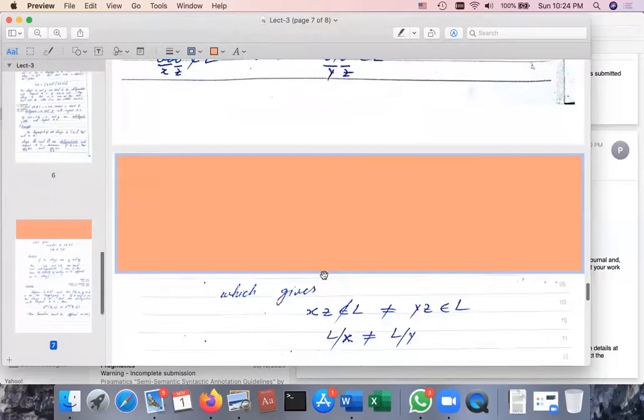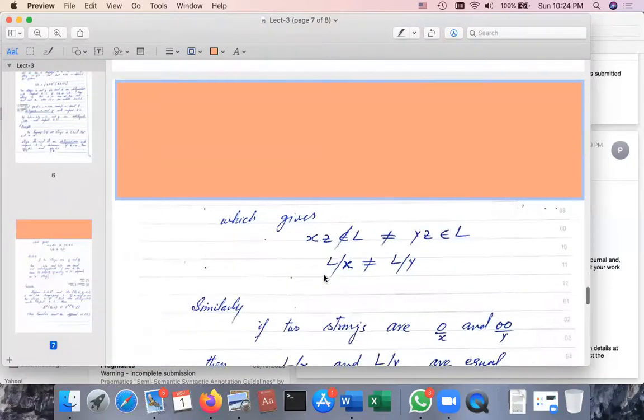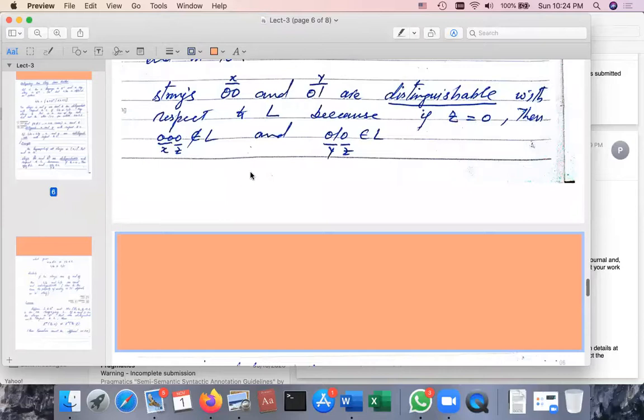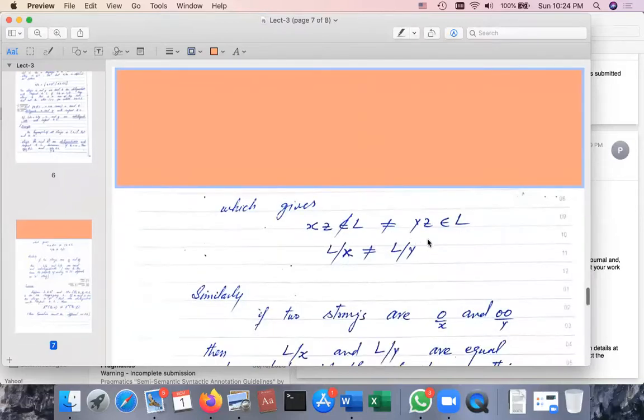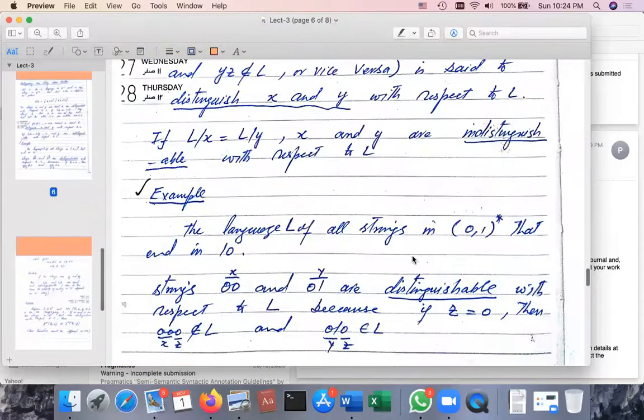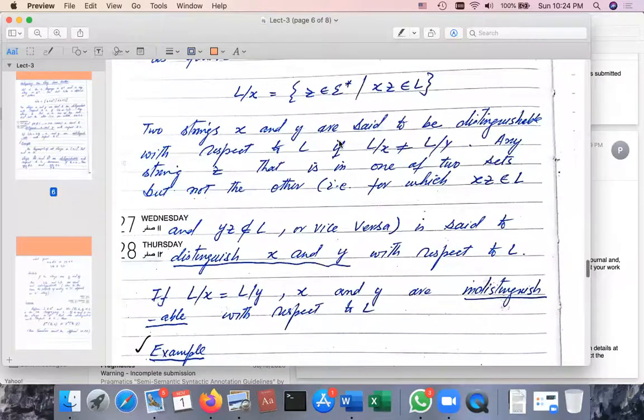We can now take another example, which gives us xz not belongs to L, yz belongs to L. You can write this thing in mathematical form, and these are not equal. So L over X is not equal to L over Y. So this is just an explanation of this theoretical stuff.